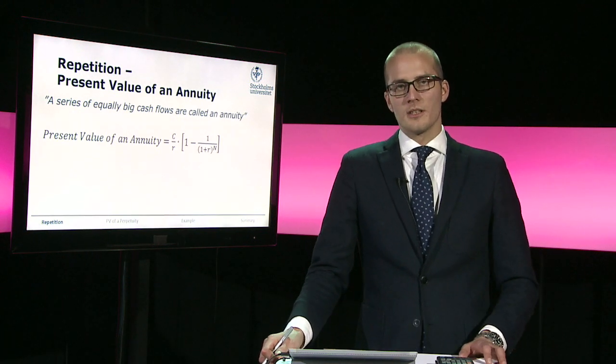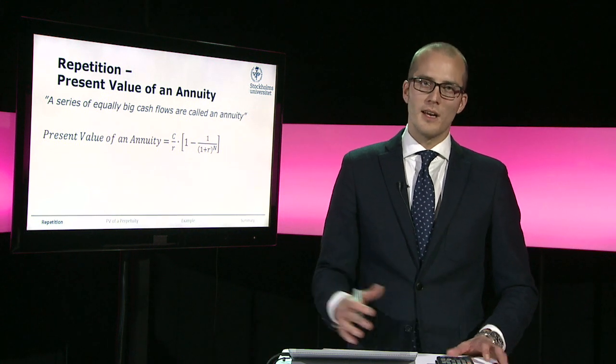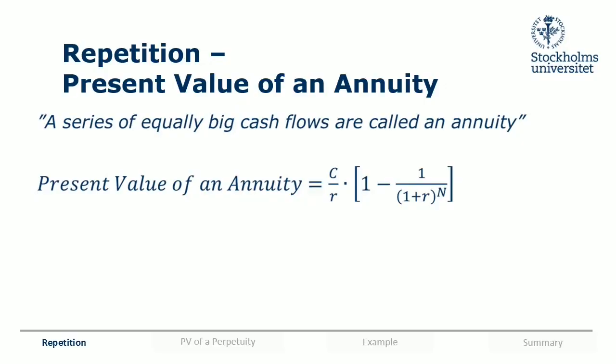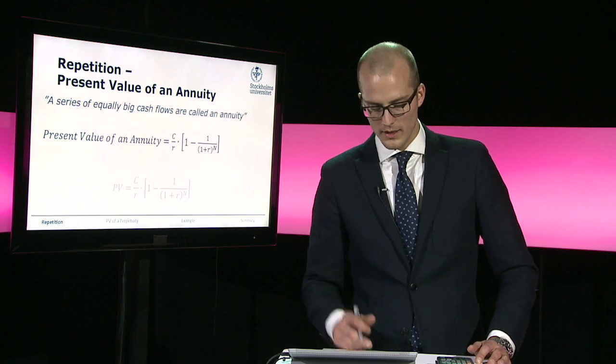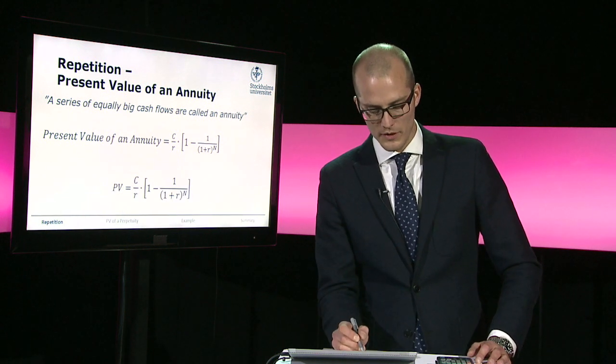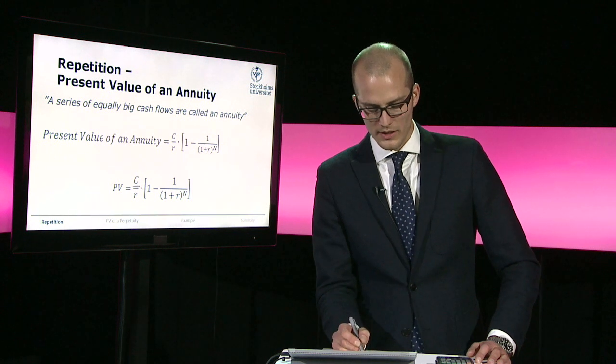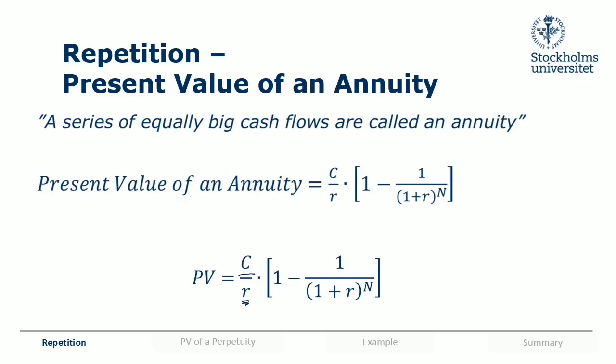We also talked about the present value of an annuity. We said that if we have a stream of cash flows of equal size, and if it is exactly one period between every cash flow, we can calculate the present value of this annuity or this stream of cash flows using only one formula. And you can see the formula here. So you take the cash flow, divide it with the interest rate. You multiply this with the factor 1 minus 1 divided by 1 plus the interest rate raised to the power of n, where n is the amount of cash flows in this time.